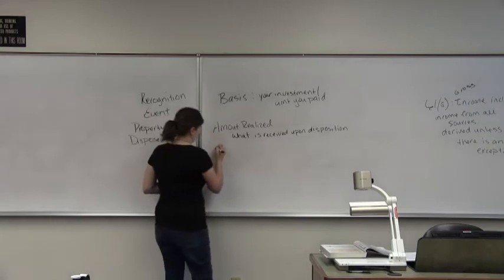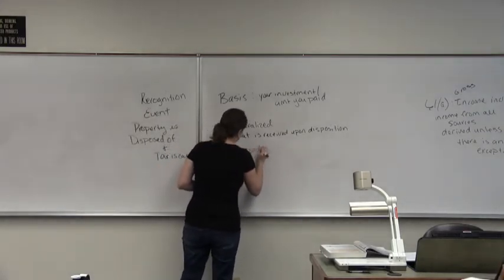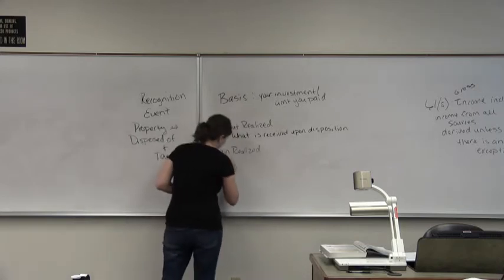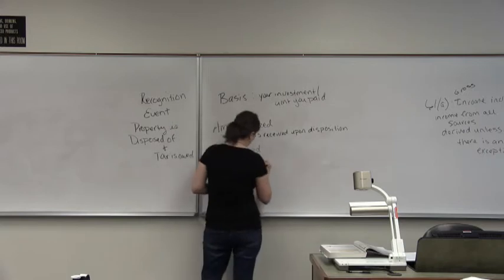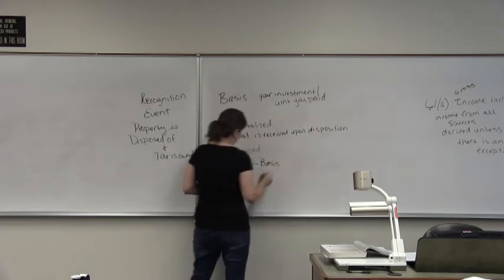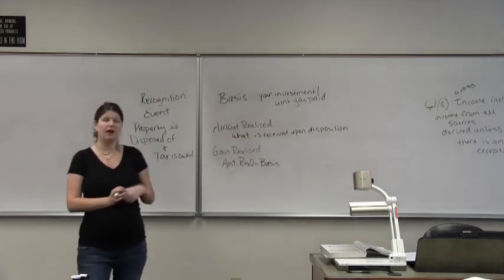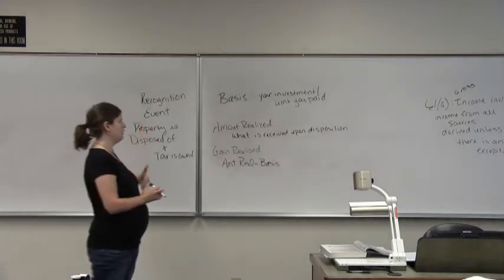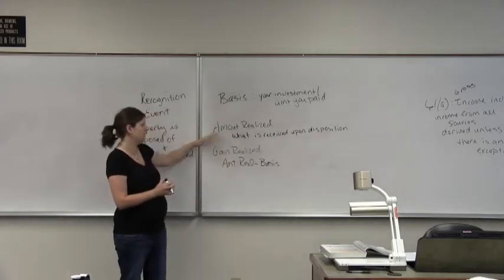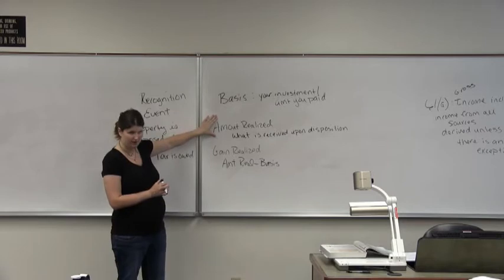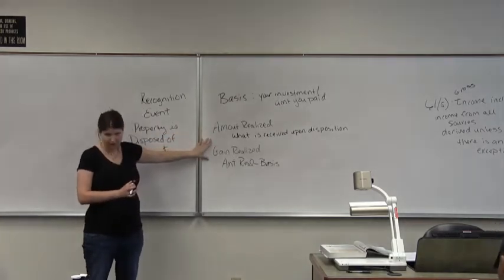The next thing is gain realized. So your gain realized is the difference between your amount realized minus your basis. So in the example I just gave you, we had a house. I have a $100,000 basis. I'm selling it for $200,000. So $200,000 is my amount realized. My gain realized will be $100,000.